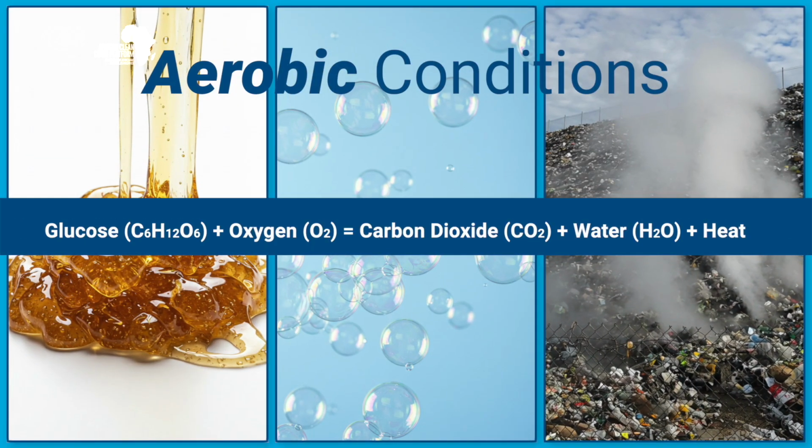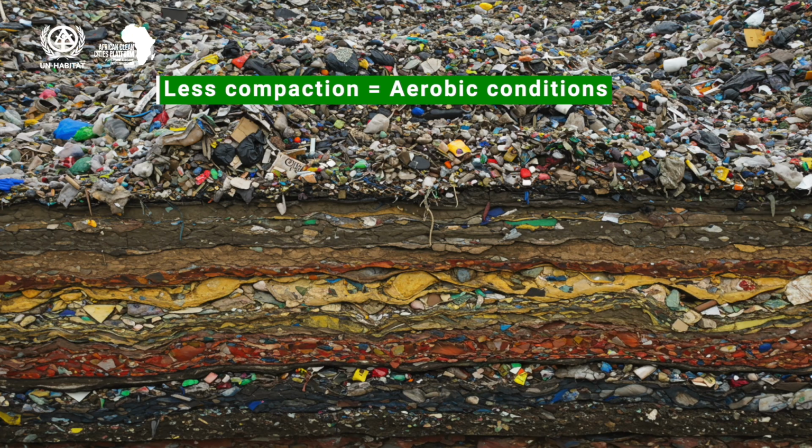In the presence of oxygen, aerobic bacteria convert glucose to carbon dioxide, water, and heat. This is why freshly disposed waste can feel warm. These aerobic processes generate heat as they work. Here, only carbon dioxide and water are released, with no methane production. In aerobic landfills, carbon dioxide is emitted directly, and although it's a greenhouse gas, it isn't flammable like methane.